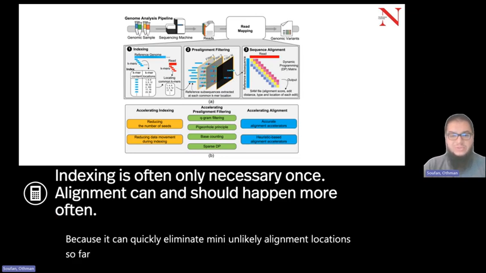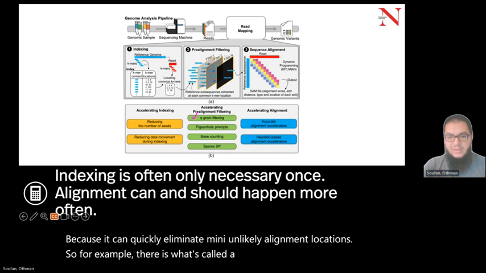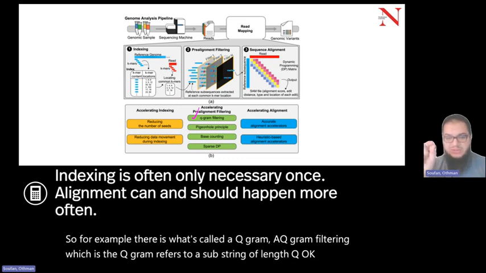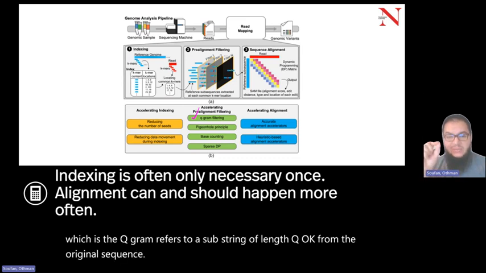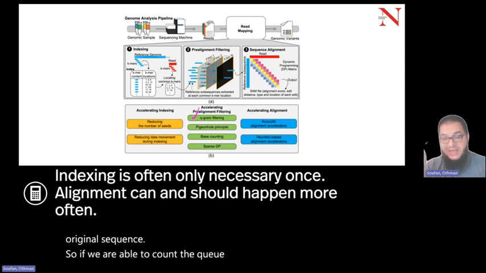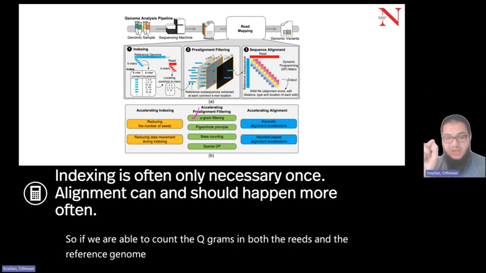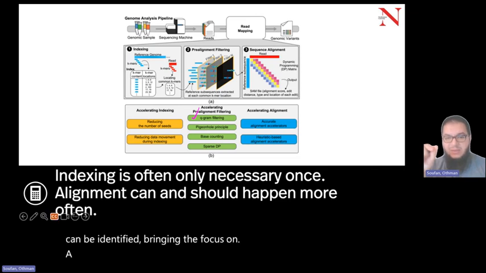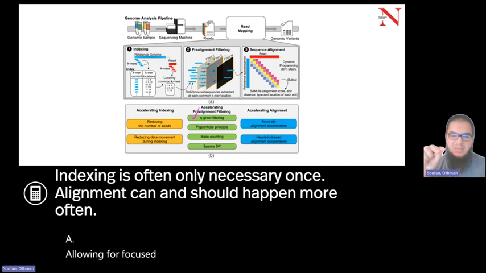So, for example, there's what's called Q-gram filtering, where a Q-gram refers to a substring of length Q from the original sequence. If we are able to count the Q-grams in both the reads and the reference genome, these substrings, areas of potential similarity can be identified, allowing for focused alignment efforts.